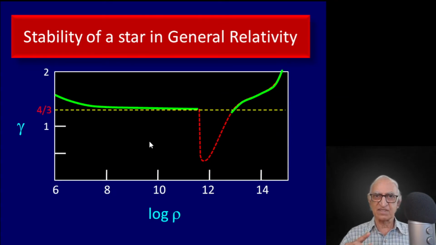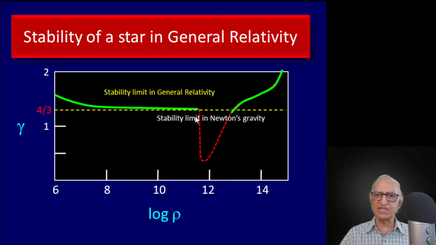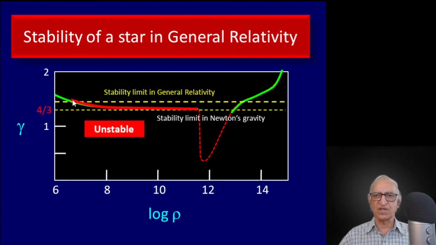So, let me say this through a figure. This dashed line is the stability limit in Newtonian gravity. So, when gamma becomes equal to 4 by 3, matter will become unstable. The stability limit in general relativity is 4 by 3 plus some correction, which is that dashed yellow line. Therefore, matter becomes unstable right over there at that value of gamma. So, this is now unstable. The point I'm making is that in general relativity, the star is more prone to a dynamical collapse because gravity is stronger, and that raises the stability limit for gamma from 4/3 to 4/3 plus kappa.